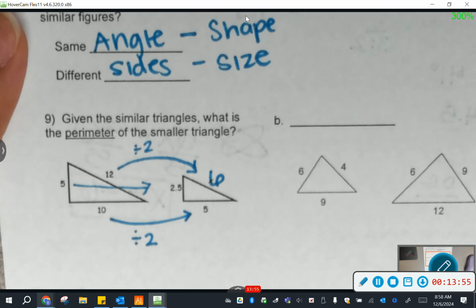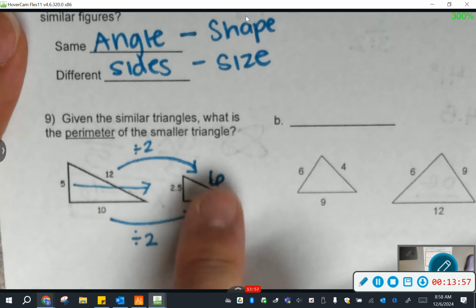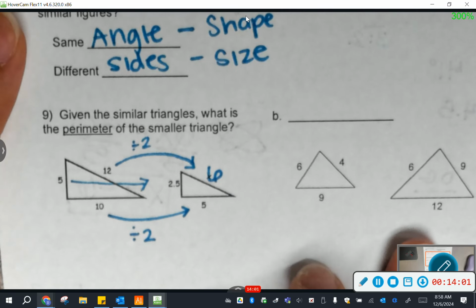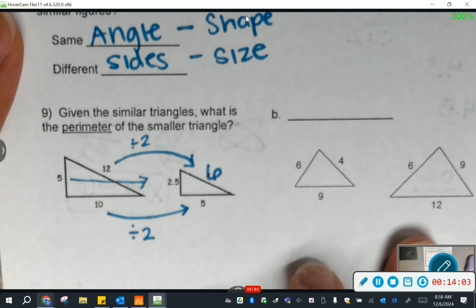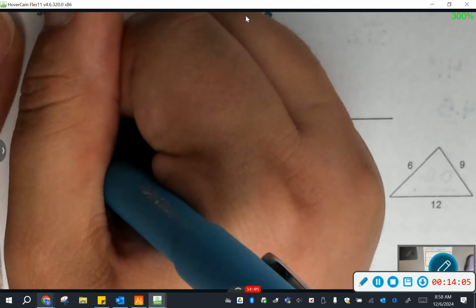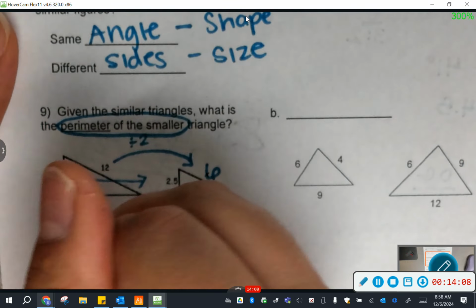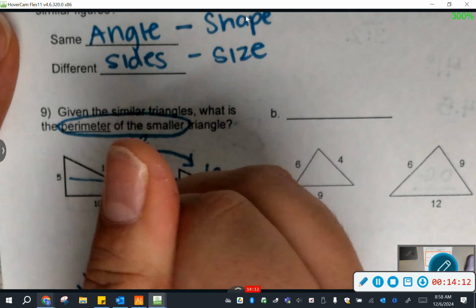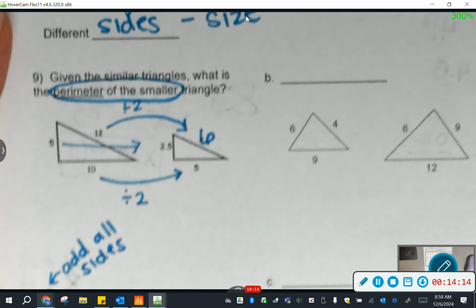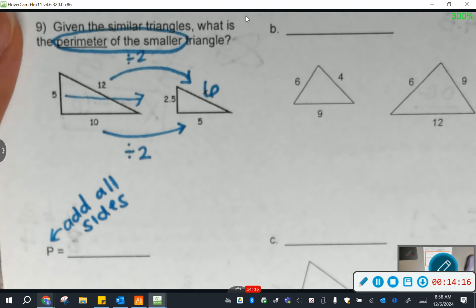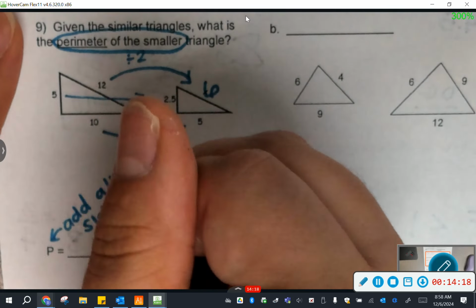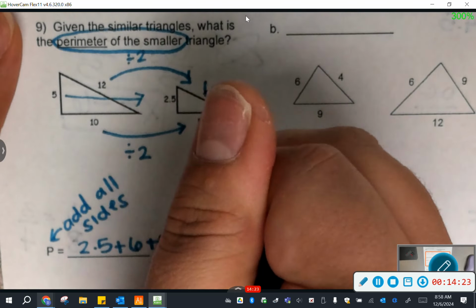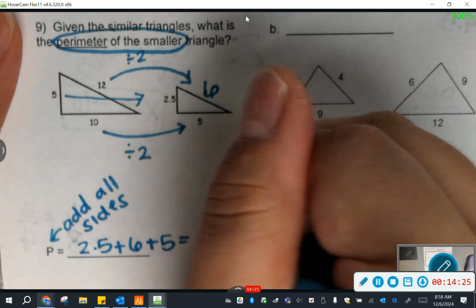Is this question asking for x? No, this is usually the most missed question on the assessment. Because y'all get 6 and you're like, bam, got it. Watch your language. What am I asking for? What does perimeter mean? Add all the sides. And it wants the perimeter of the smaller one. What is the smaller sides? 2.5, 6, and 5. What'd you say? 13.5.